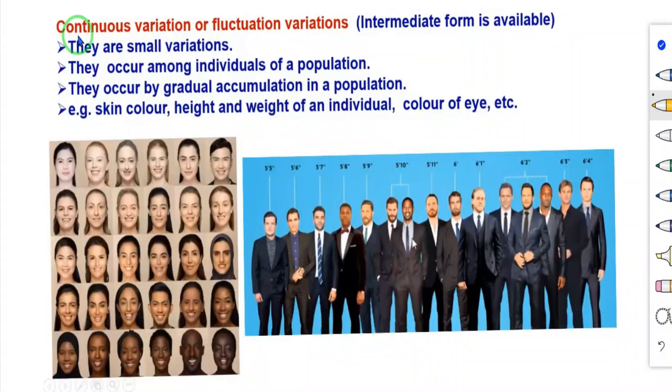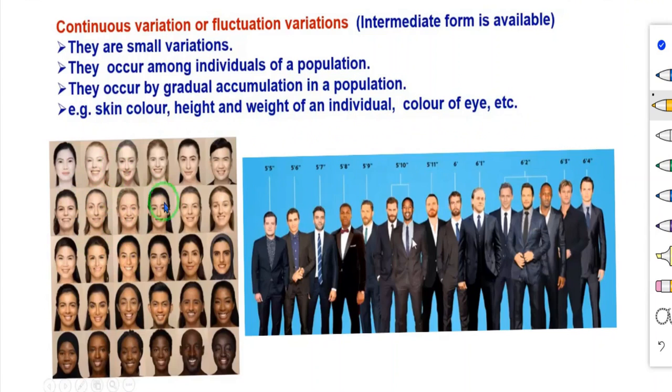The germinal variation is divided into two types. First one is continuous variation or fluctuation variation. Number two, discontinuous variation. First, let's see continuous variation. Intermediate forms are available. These are small, slight variations. They occur among individuals of a population, by gradual accumulation in the population. Examples: skin color, height and weight of an individual, color of eye, etc.